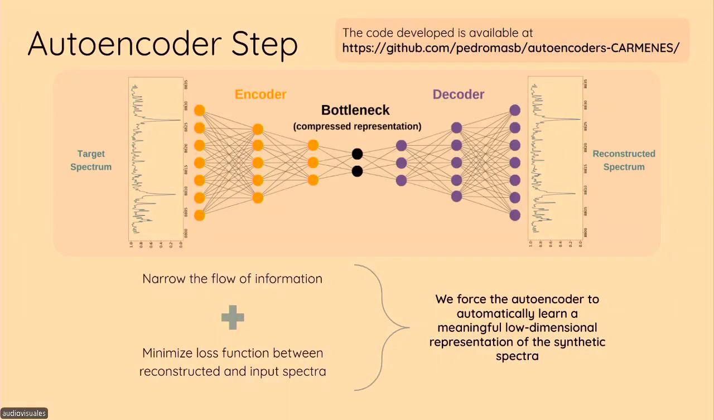So the rationale behind this kind of neural networks is that by narrowing the flow of information and minimizing a reconstruction loss between the reconstructed and the original data, we force the autoencoder to automatically learn a meaningful low-dimensional representation of our data. So the first step in our methodology is to use these architectures to obtain low-dimensional representations of our synthetic spectra.